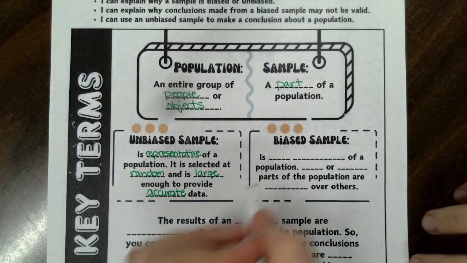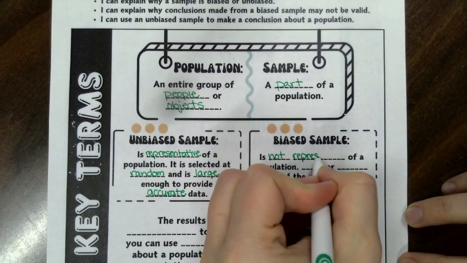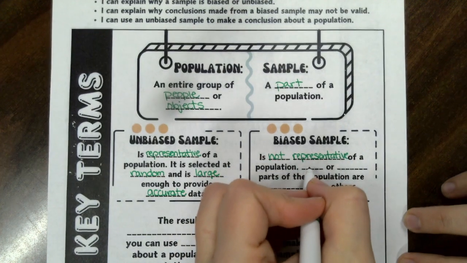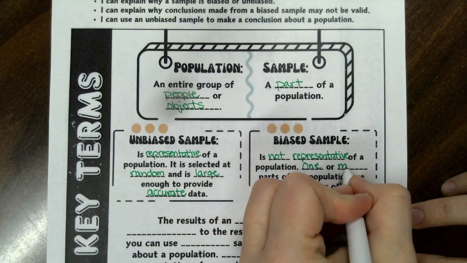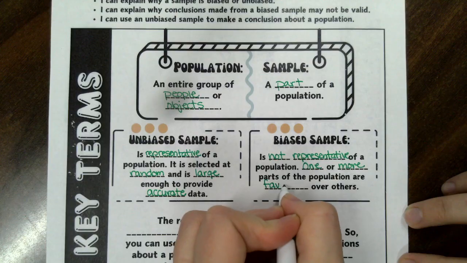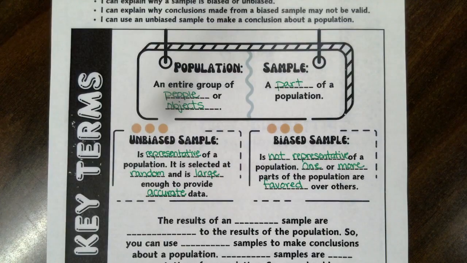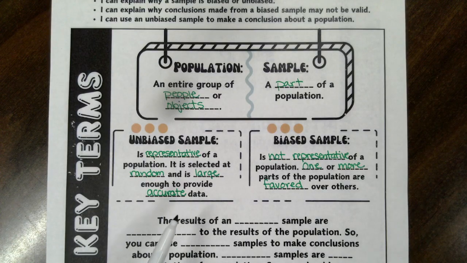Now, a biased sample is not representative of a population, and one or more parts of the population are favored over others. When you're looking for what type of samples to use, obviously you want an unbiased sample because you want it to be representative of the population that you are getting your data from.